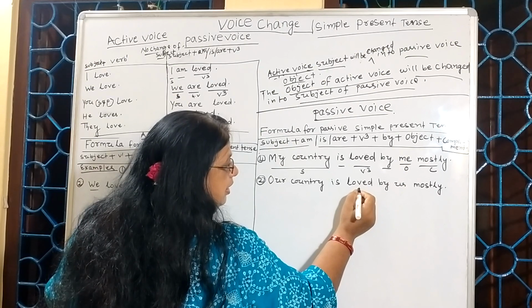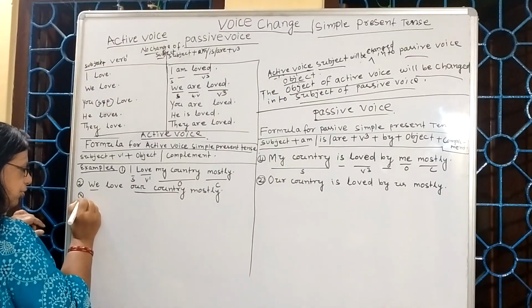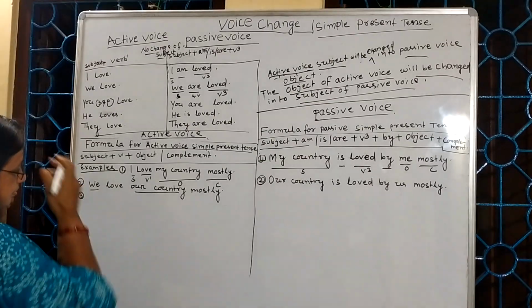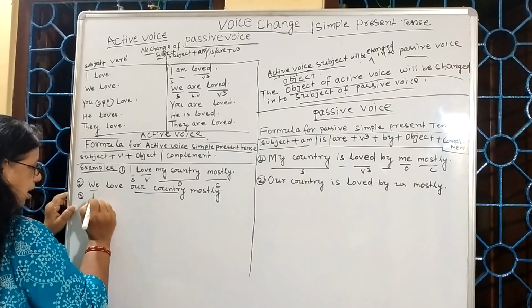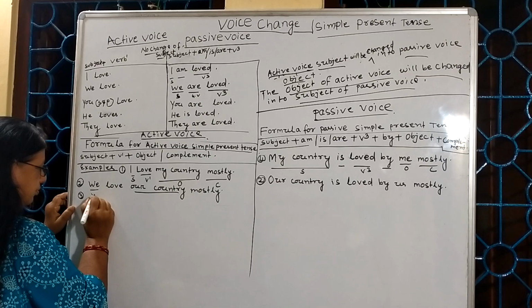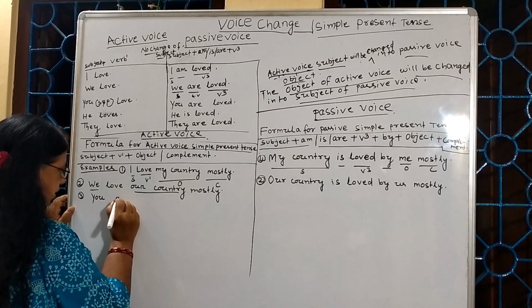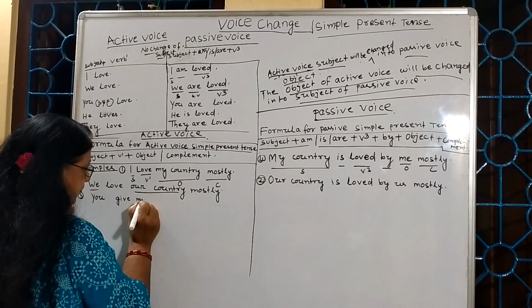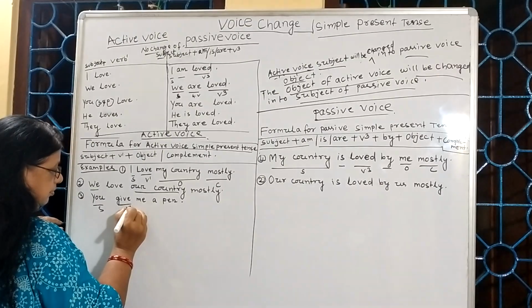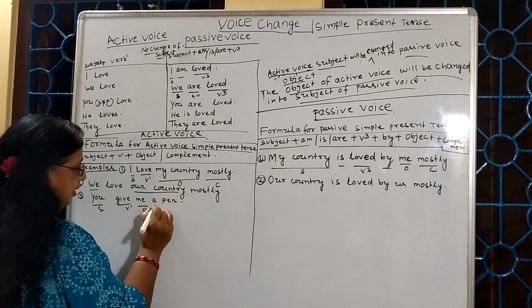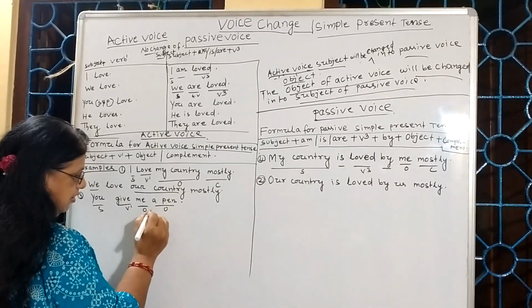It is verb 3, according to the formula. So third example we will give. You give me a pen. You is the subject, give is verb 1, plus the object, me, and a pen is also an object. Here there are two objects.